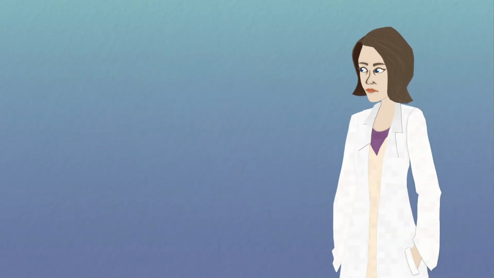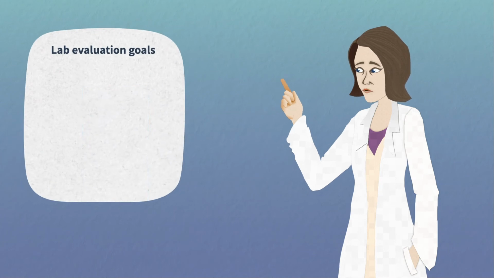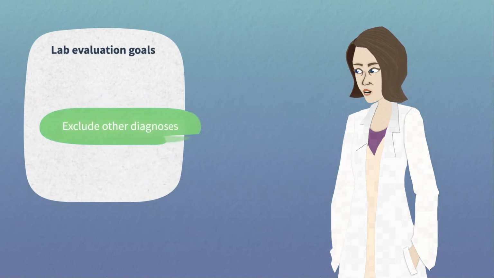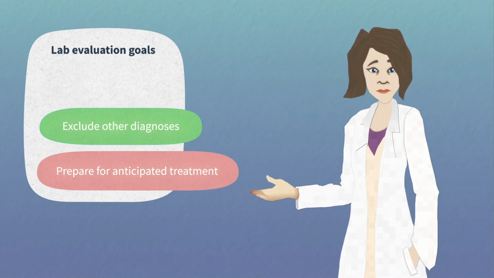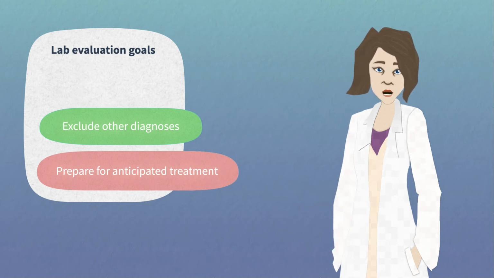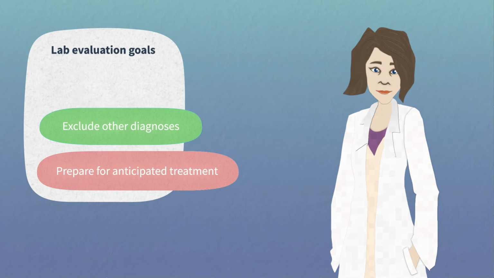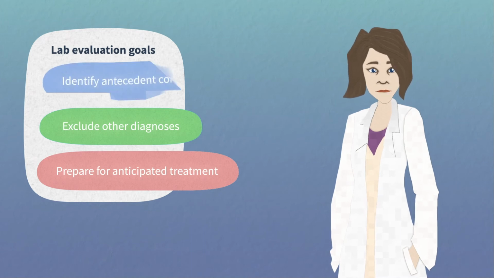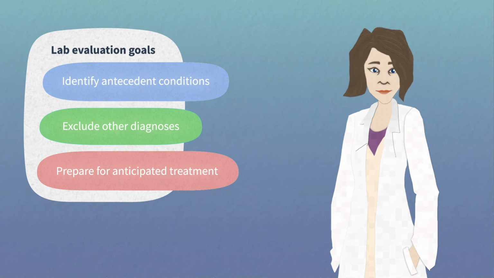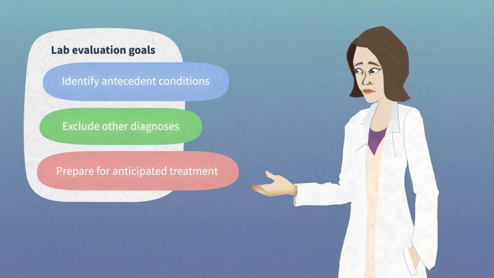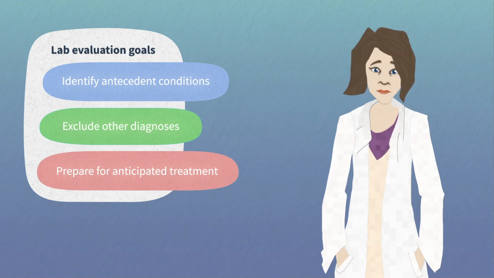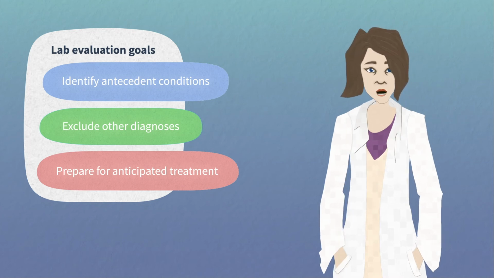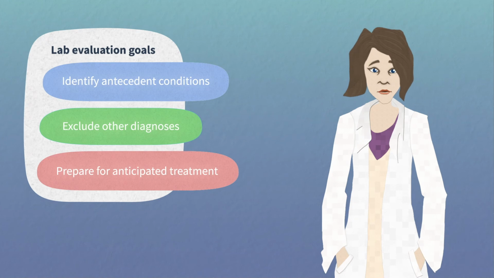In summary, the purpose of laboratory evaluations is to rule out other diagnoses and prepare for anticipated treatment. There is no single laboratory test for PANS. The diagnosis is made by observing the sudden onset of specific symptoms. In Darius's case, both his throat and perianal strep cultures were positive. Other lab, MRI, and EEG findings were unremarkable.